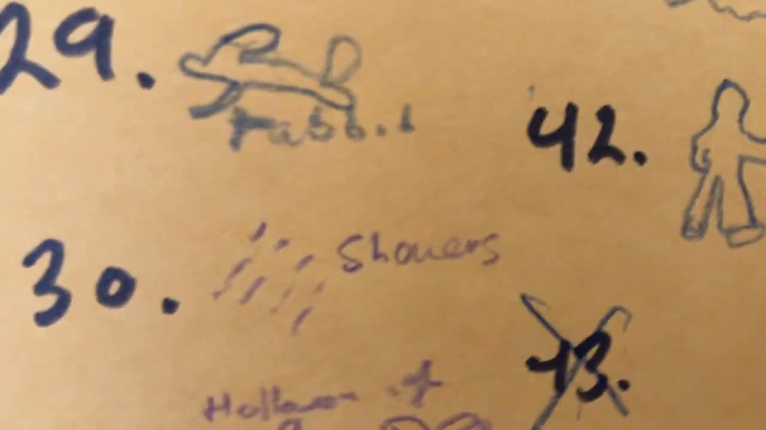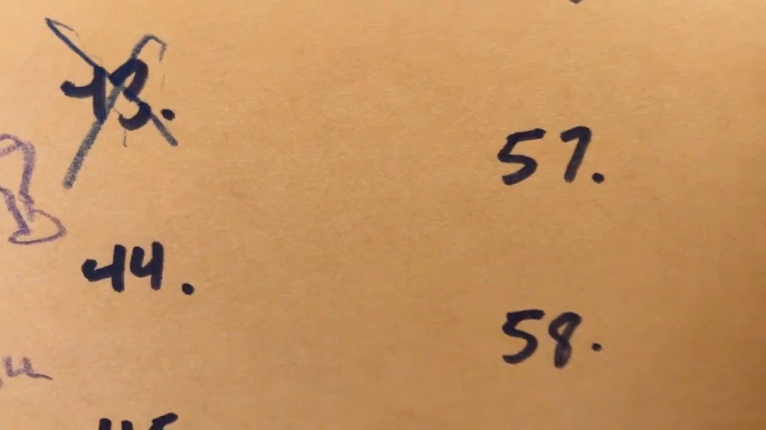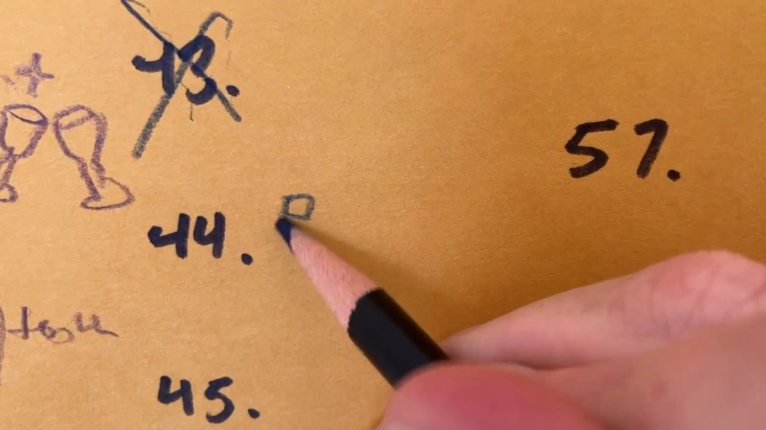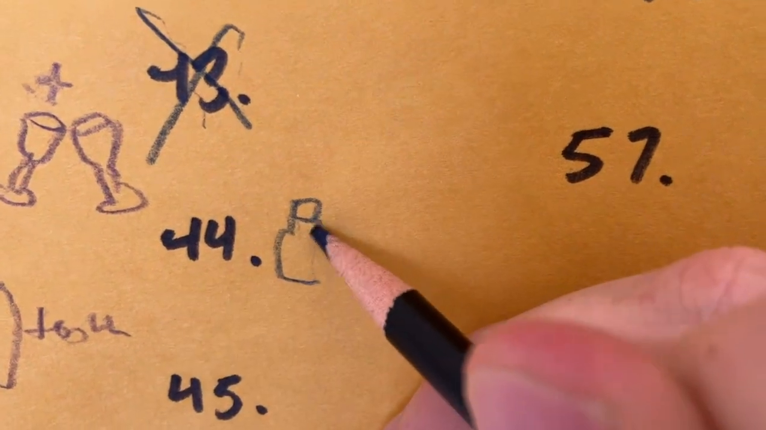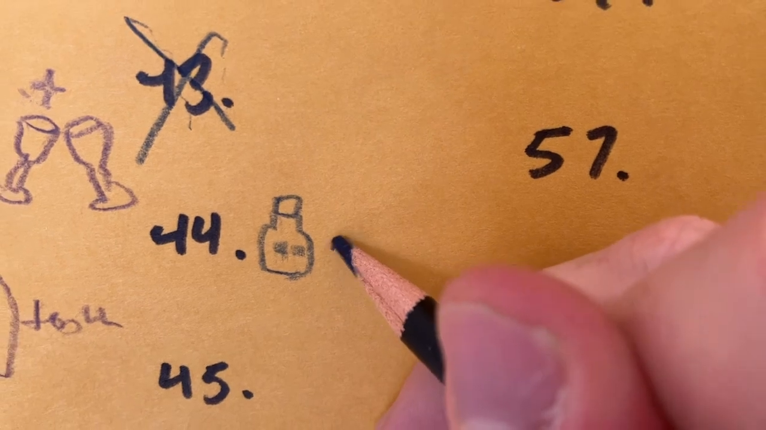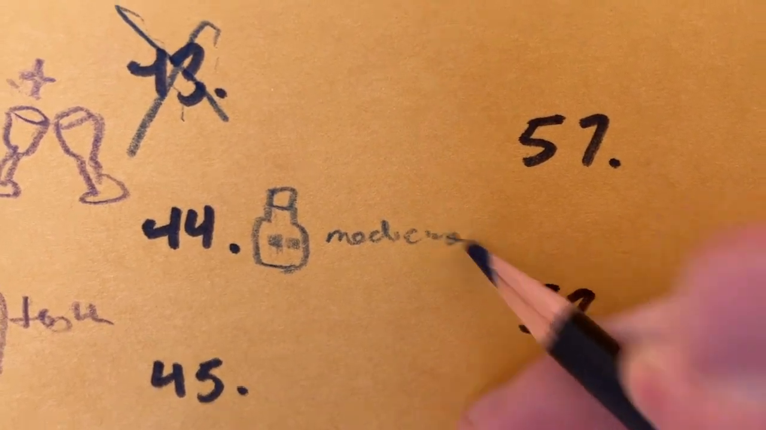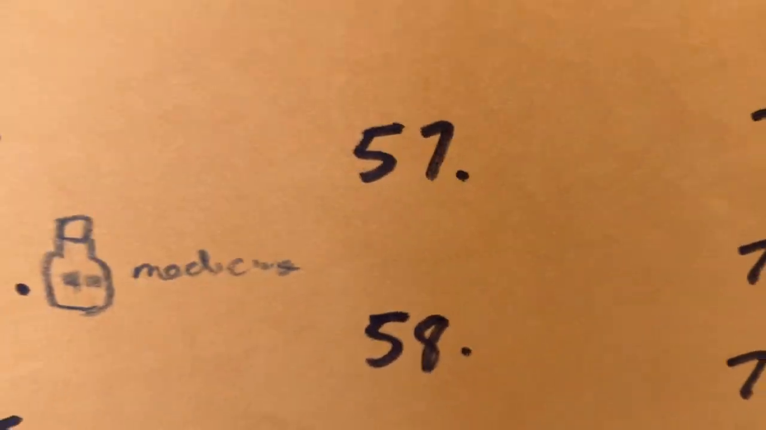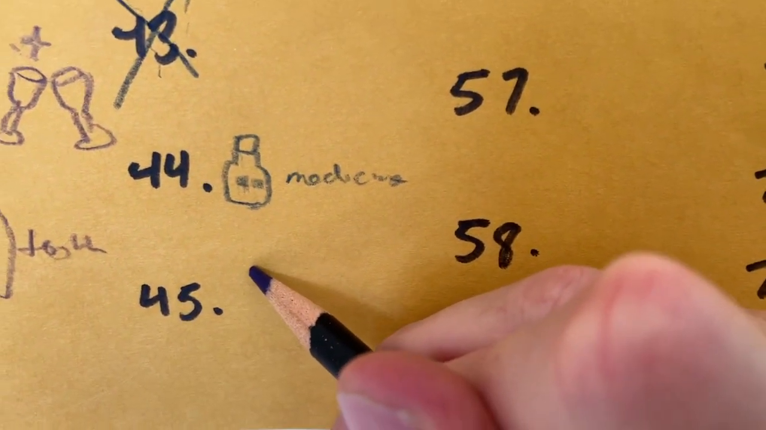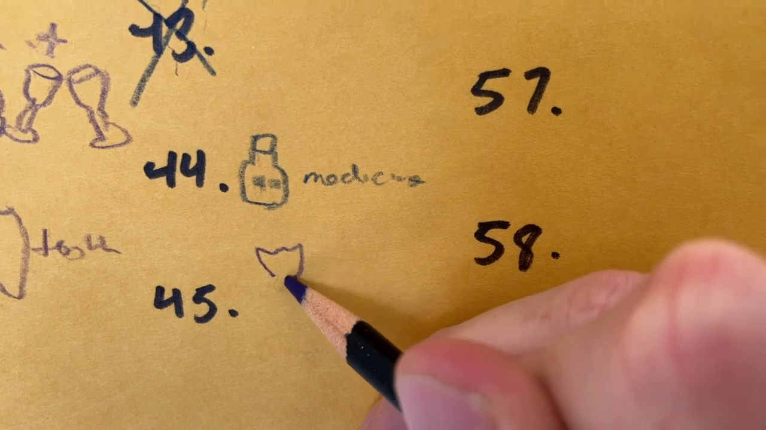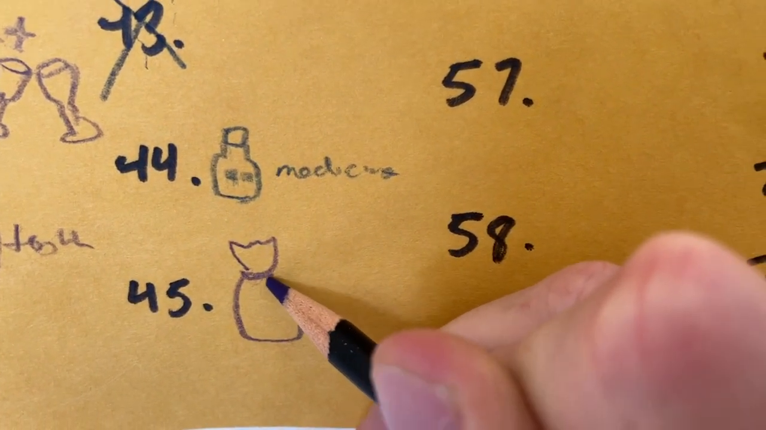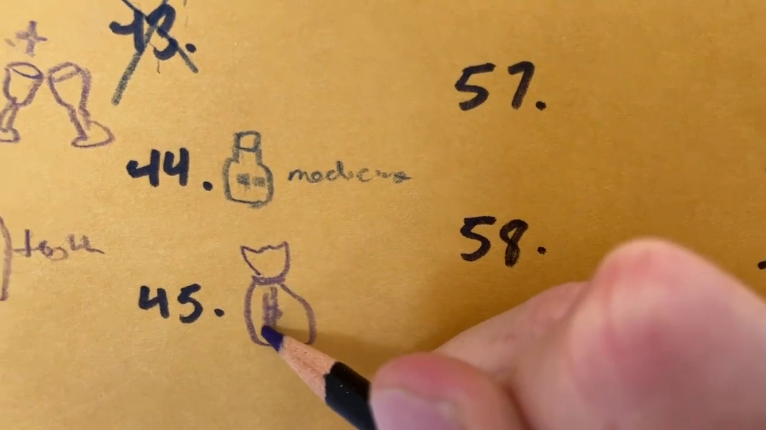Do I have more here? Yes, I do have more. I lost two. Okay, so 44, I put as medicine, named after Vicks 44. All right, 45. To be honest with you, I put it after Donald Trump. So for 45, I put a money bag, just because he's the 45th president.